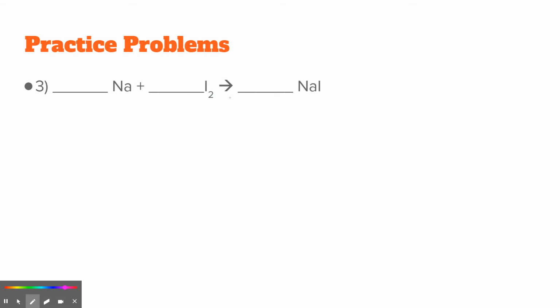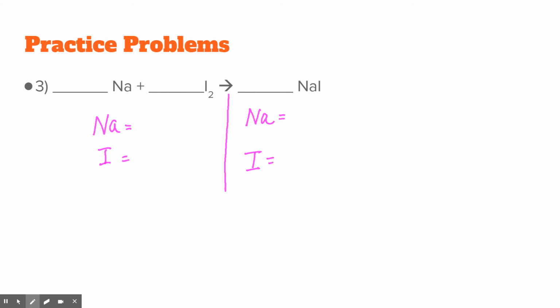In our next example, we have sodium and iodine. So Na, I, Na, I. Okay. My iodines are not balanced, therefore I'm going to multiply my product by 2. That's going to change my sodium to 2 and my iodine to 2. Now I need my sodium to be 2 on my reactant side, so I'm going to add a coefficient of 2 there. Everything looks the same now.